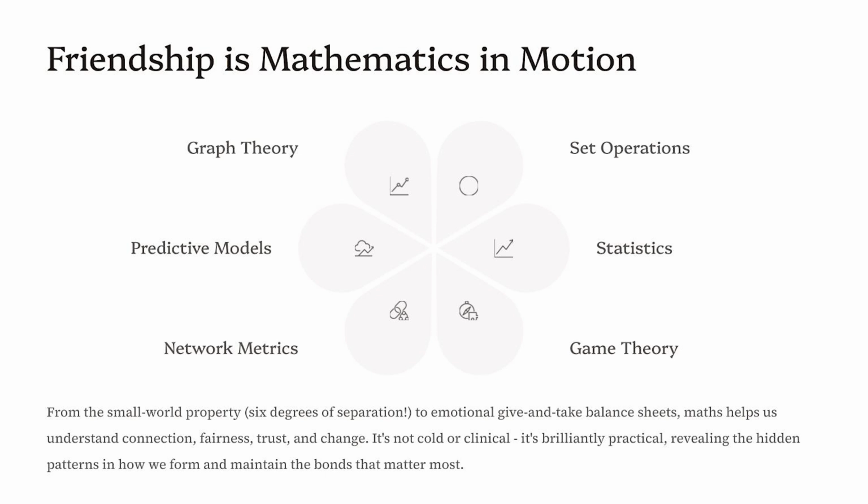Through these examples, graph theory, set operations, probability, game theory, logical implications, network metrics, etc., you begin to see how math maps onto real friendships. It's not cold or clinical, it's practical. This is math as a tool to understand connection, fairness, trust, and change.